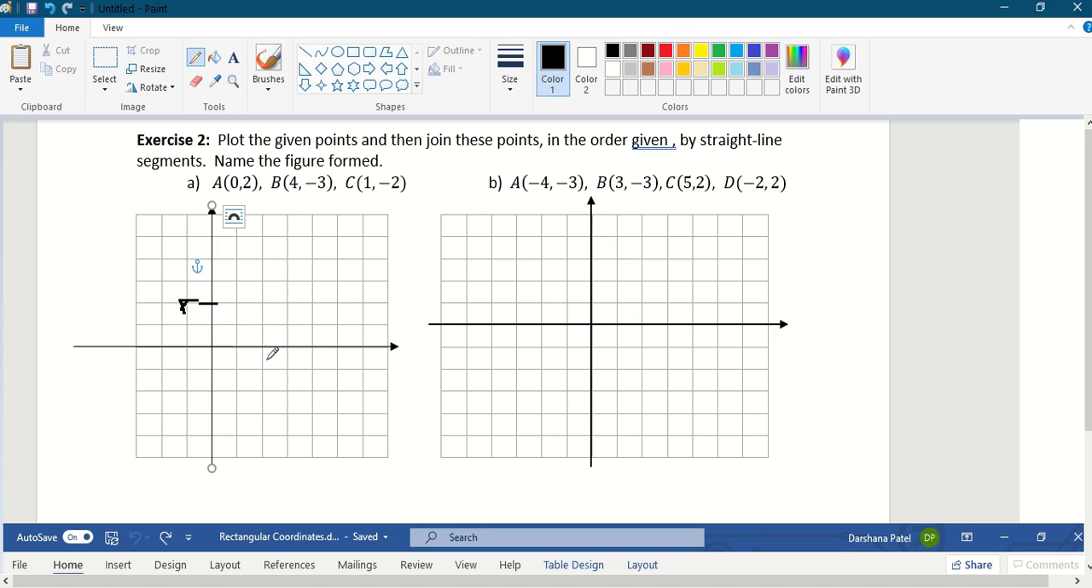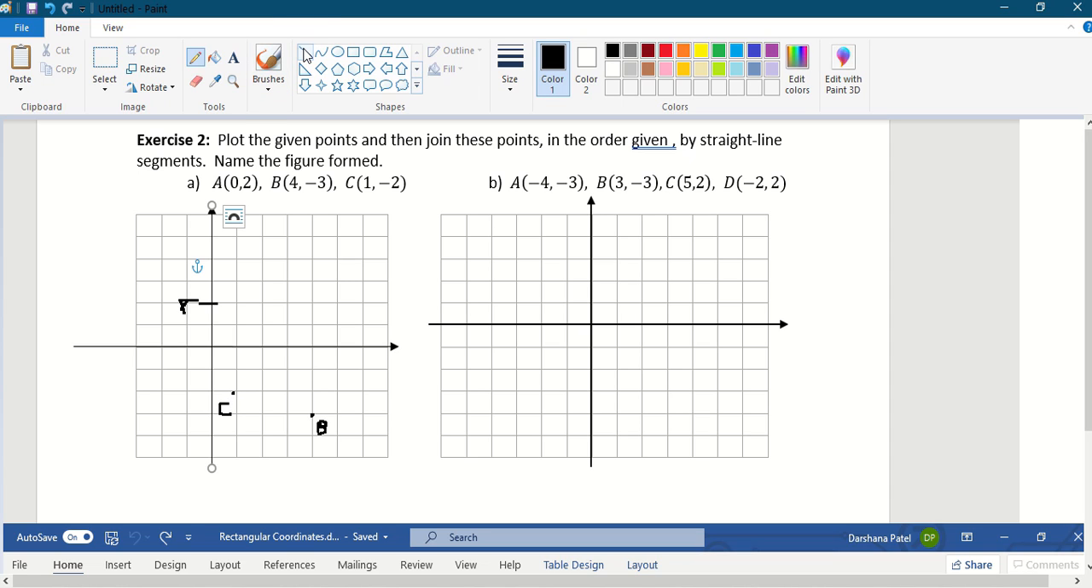B here then is 4, 1, 2, 3, 4, and negative 3. So right here will be B. This will be our point B. And C is at 1 and negative 2. This point right here will be our C.